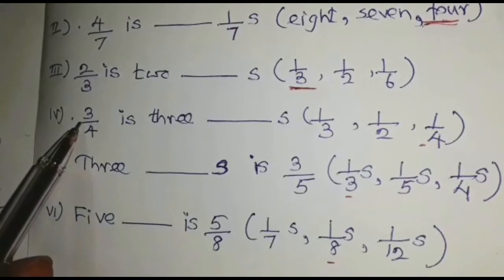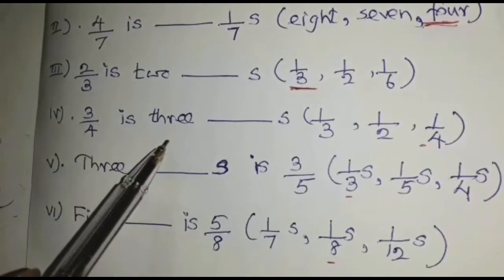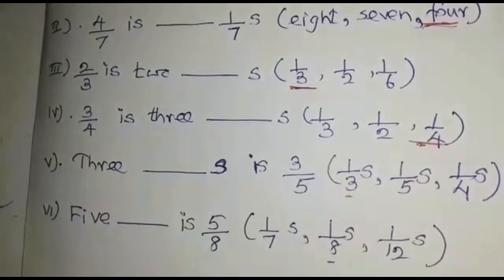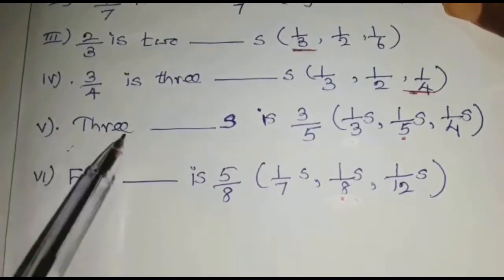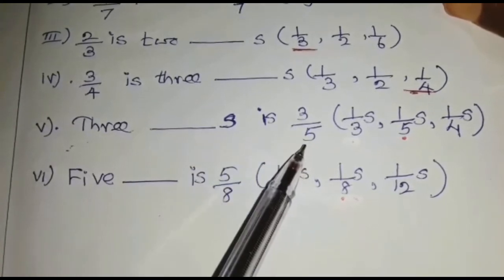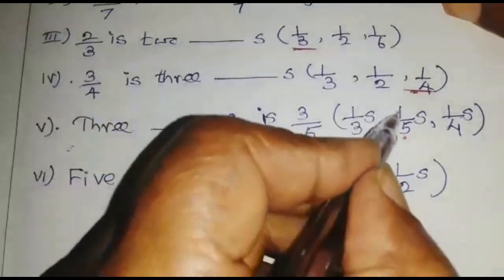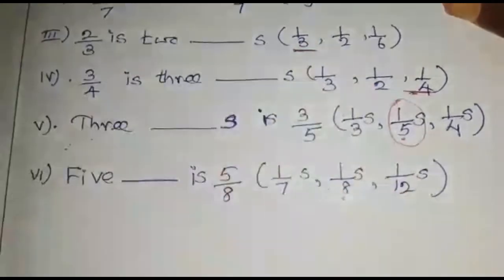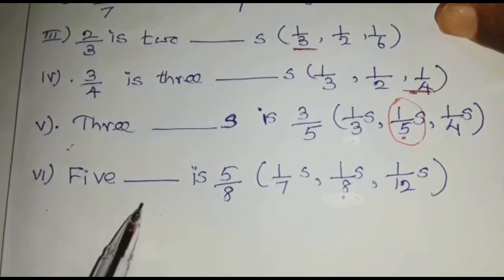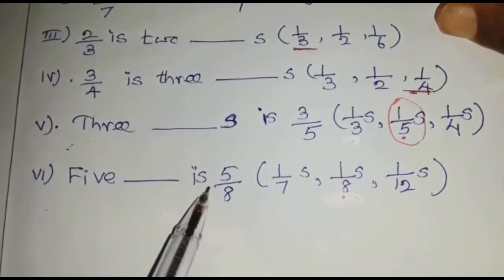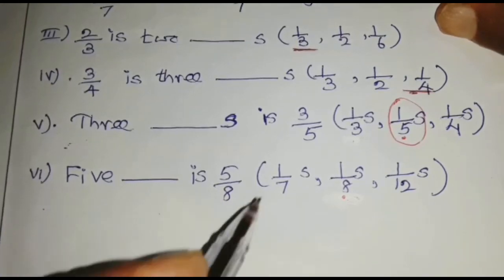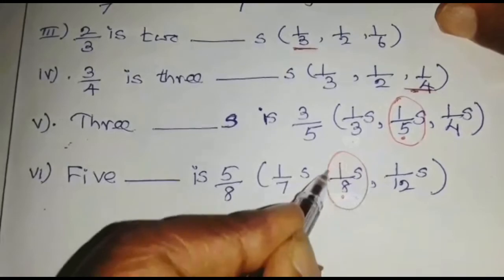Fourth one, 3 over 4 is 3 1/4. Fifth one, 3 blank is 3 over 5. Then answer is 1 over 5. Last one, 5 blank is 5 over 8. Answer is 1 over 8.